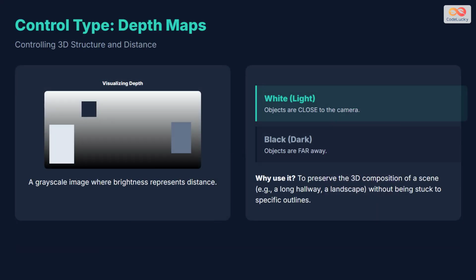Next, we have depth maps. These use a grayscale image to understand distance. Lighter areas are closer, and darker areas are further away. This is perfect for maintaining the three-dimensional structure of a scene without being too rigid about the exact lines.